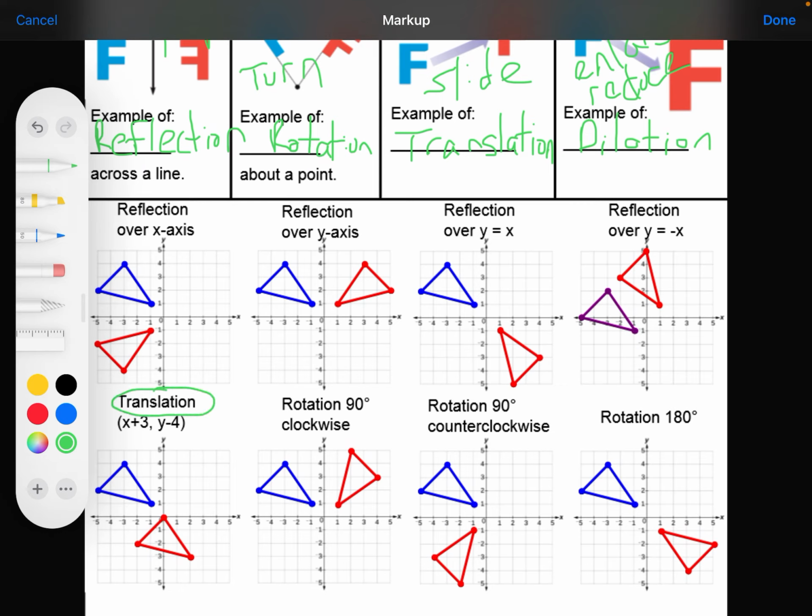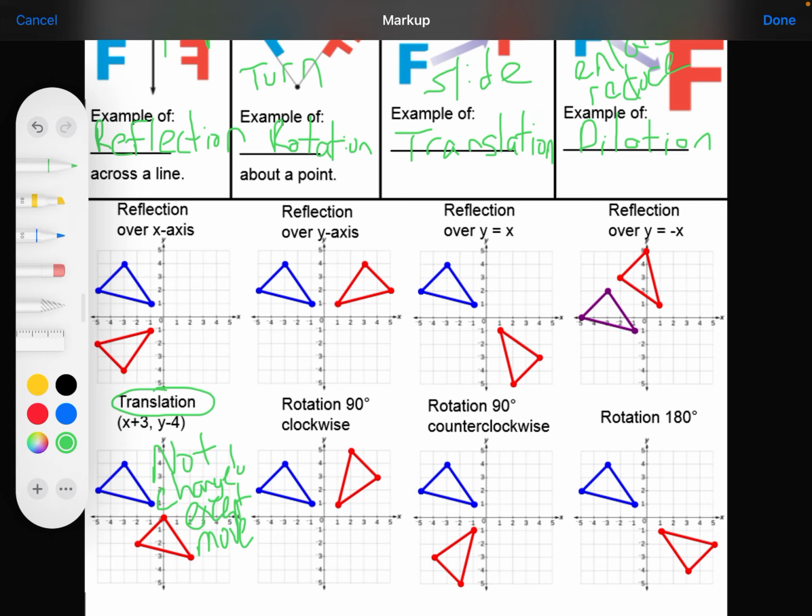So translations should be easy because they are not changed except moved. So if you don't rotate it, flip it, or do anything to it, just move it, and it's oriented the same way. In other words, this one here has a longer bottom side than the other 2 sides. If the longer bottom side is still on the bottom, it's not changing any way, it has to be a translation. So that's easy. How do you tell reflection versus rotation?